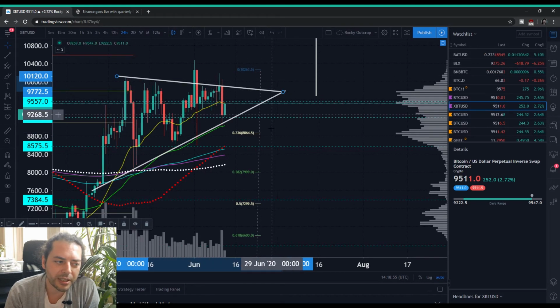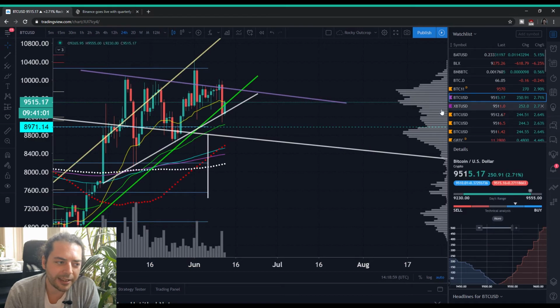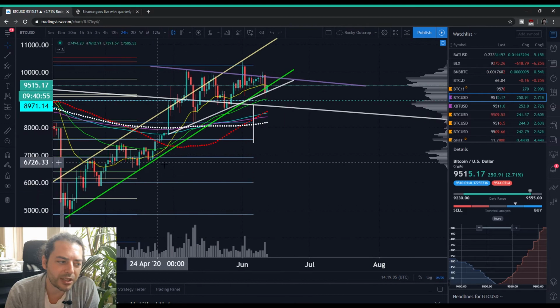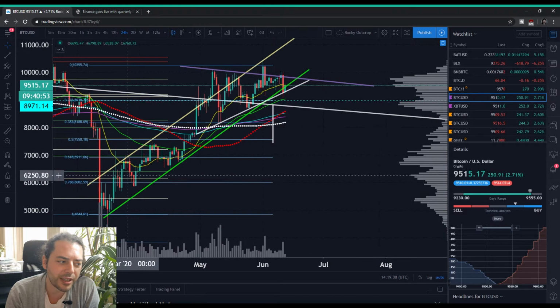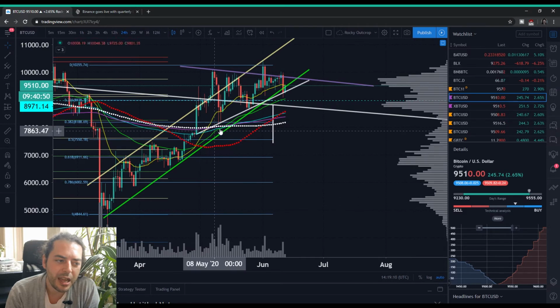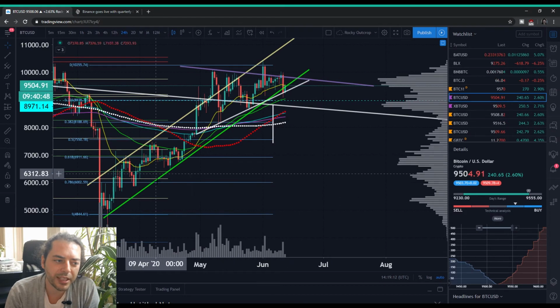We also can see that the structure here remains intact, and there's a couple of different ways that you could be looking at this. For instance, you could have thought maybe we were breaking down below this green line of this channel that we had drawn on here on the Bitstamp chart. Now, I'm always quite flexible with these things.